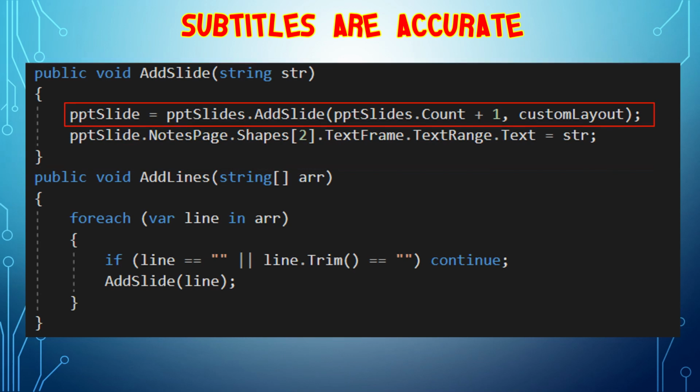So here we add a new slide based on two parameters. The first is the slide number. Slide numbers are one-indexed, which is why we +1. The second param is our custom layout we made earlier. Now that we have a blank slide, we add our text as notes. In this case, we can safely assume that there is a note page with the correct amount of shape indices because we created this slide ourselves.